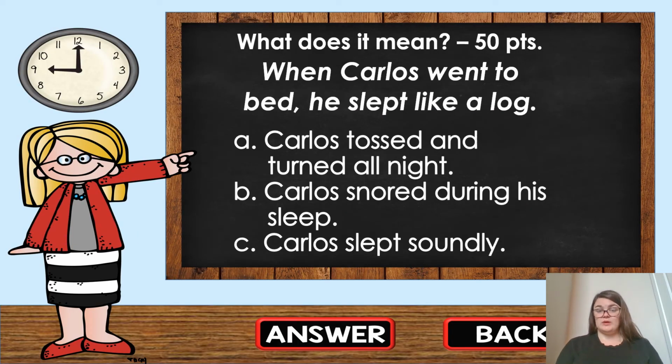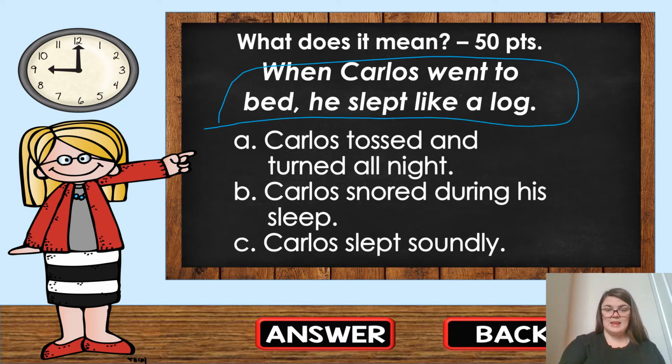When Carlos went to bed, he slept like a log. This is our simile that we've got. He slept like a log. Now, what does that mean? Does that mean A, Carlos tossed and turned all night? B, Carlos snored during his sleep? Or C, Carlos slept soundly?